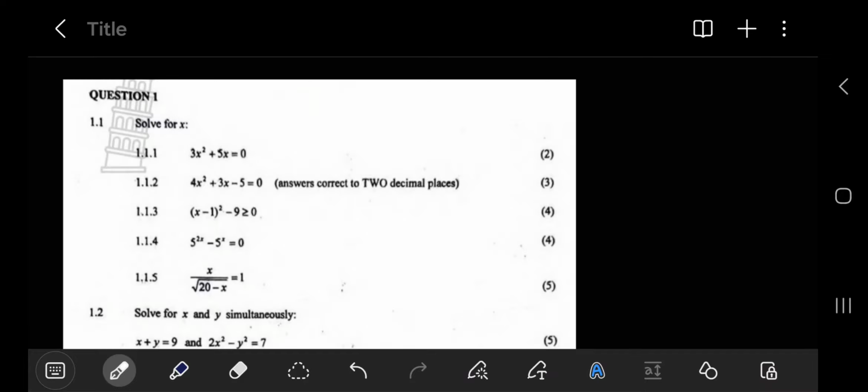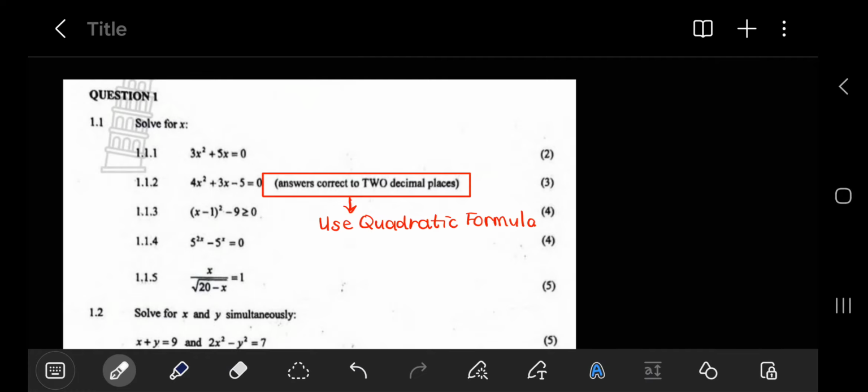Now 1.1.2, we've got 4x squared plus 3x minus 5 is equal to 0. And in brackets, it says answers correct to 2 decimal places. You had this type of question in your grade 11 papers last year. And you know that whenever you have brackets and it tells you how many decimal places they want, that is a clear indication that you need to use the quadratic formula.